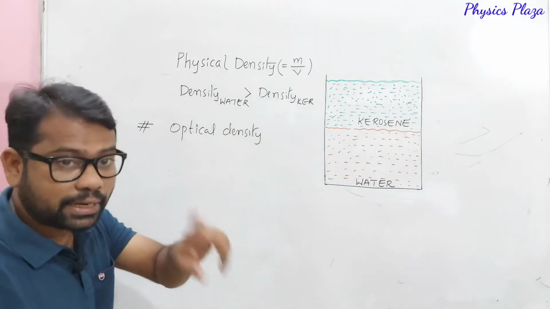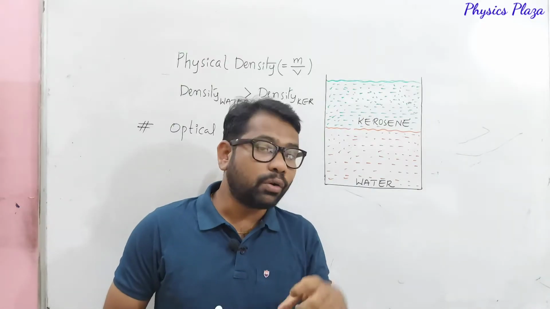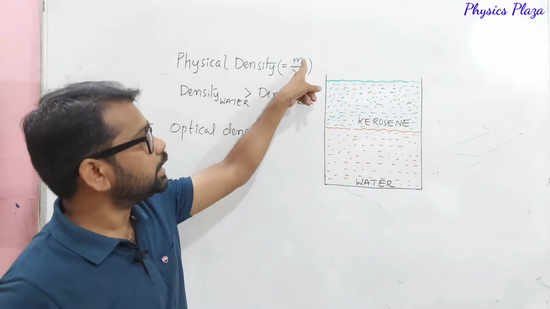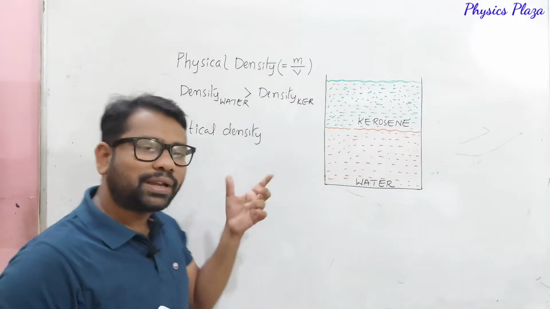So here, dear children, once again I repeat, physical density is a property of the medium. How can we measure it? We can measure it in terms of mass and volume. But what is optical density?